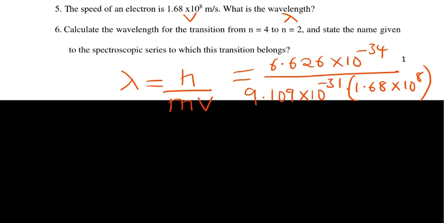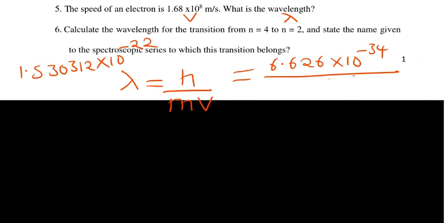So 9.109 times 10 to the power negative 31, multiplied by 1.68 times 10 to the power 8. The value I'm getting for the bottom part is 1.530312 times 10 to the power negative 22. Then I can substitute it, 1.530312 times 10 to the power negative 22.